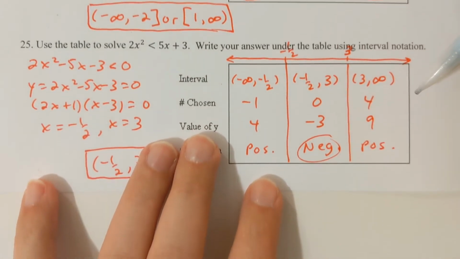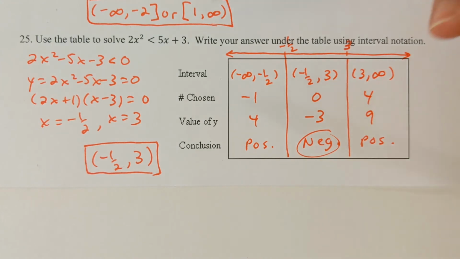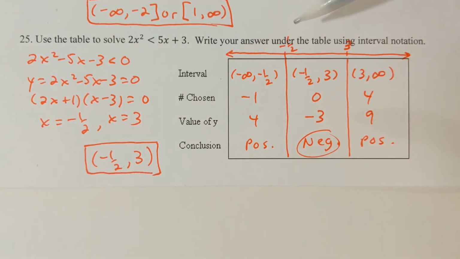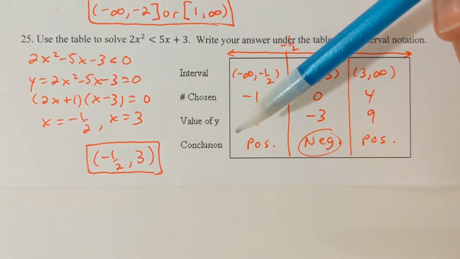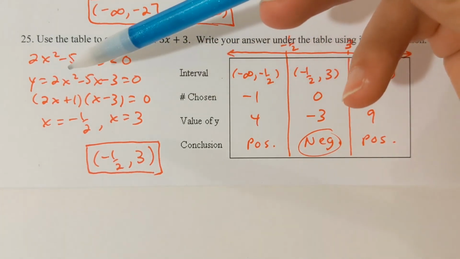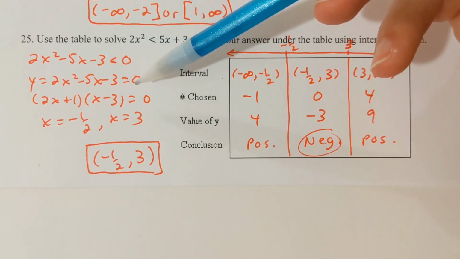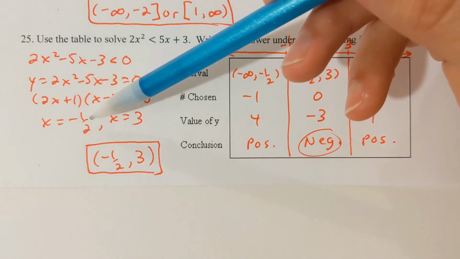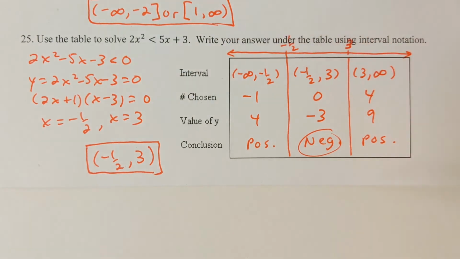Let's take a look at problem 25 next. Use the table to solve the inequality 2x squared less than 5x plus 3. Well, I'm going to start by getting all the terms onto the left, and then I'll call the left side y and set y equal to 0. 2x squared minus 5x minus 3 equals 0. That's going to factor nicely as 2x plus 1 times x minus 3. So x equals -1/2 and x equals 3. That would be my two critical numbers.